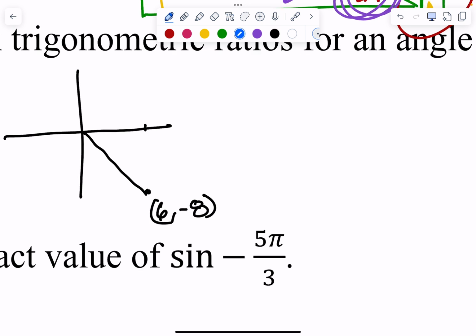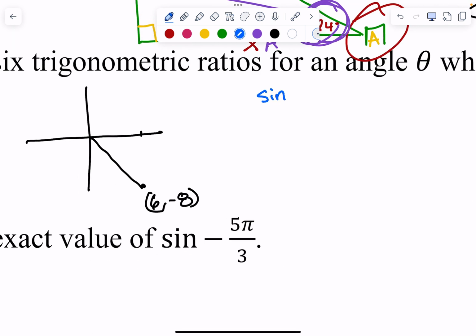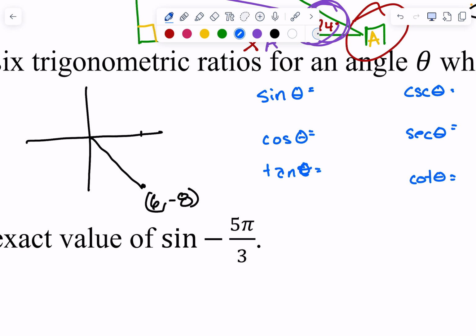I want the 6 trig functions. I want sine of theta. I want cosine of theta. I want tangent of theta. I want cosecant of theta. I want secant of theta. And I want cotangent of theta. All right. Before we do that, let's make him into a triangle, shall we? Which way do you connect him?